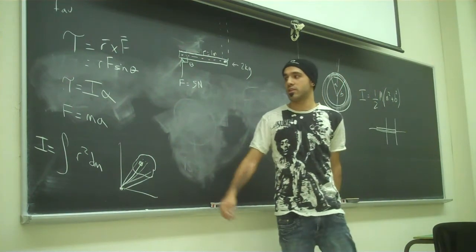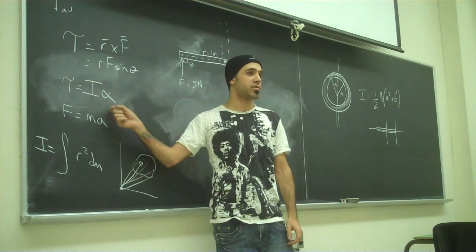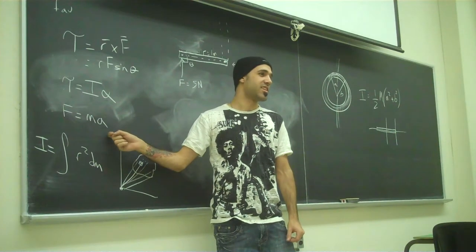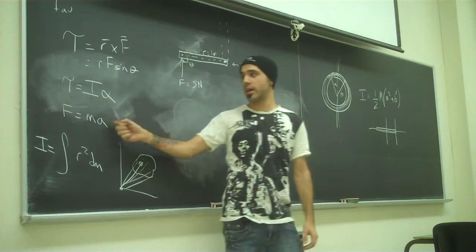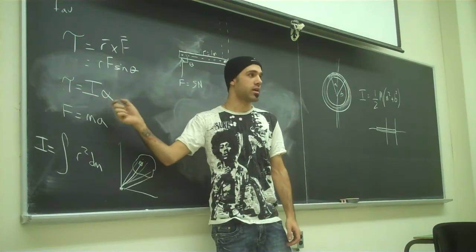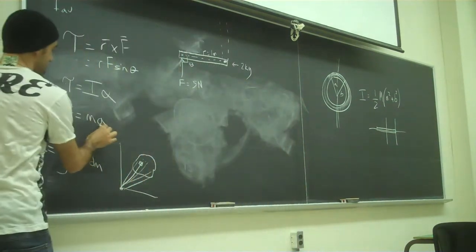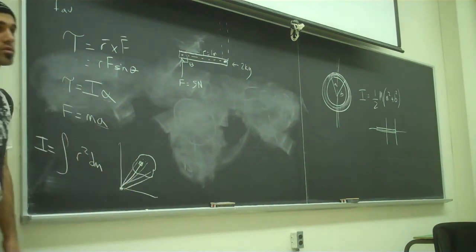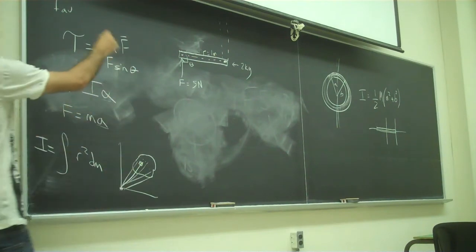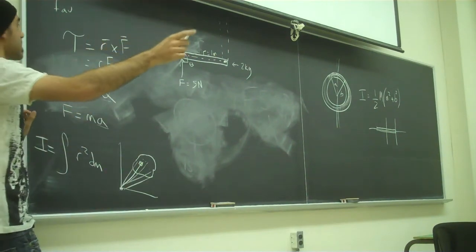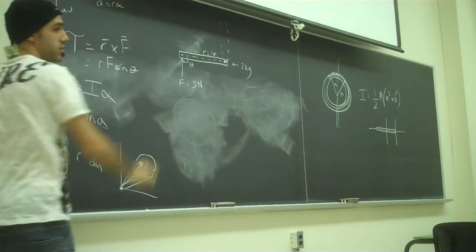Do you guys remember what the relationship between alpha and A is? Bonus points if you get this. What's the relationship between A and alpha? How do I get from A to alpha? I have linear acceleration. How is that related to the angular acceleration? It's related by one variable. R, exactly, the radius. So A, the linear acceleration, is equal to R alpha.